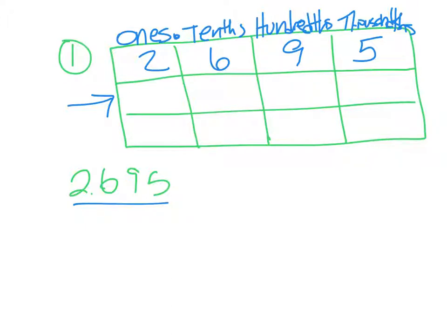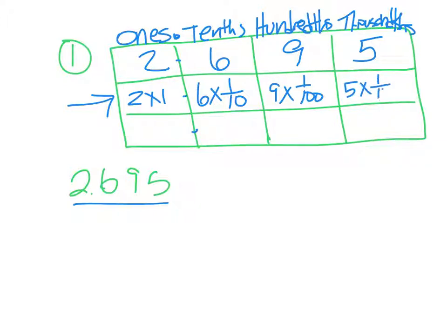Expanded form is, remember, we're multiplying. So we're going to say 2 times 1. Okay, now we've crossed the decimal line. So how do I write the 6? 6 times 1/10. Yeah, because we're in the tenths place value. How do I write the 9? 9 times 1/100. Very good. And the 5? 5 times 1/1000. Very good. Any questions on how we did that?